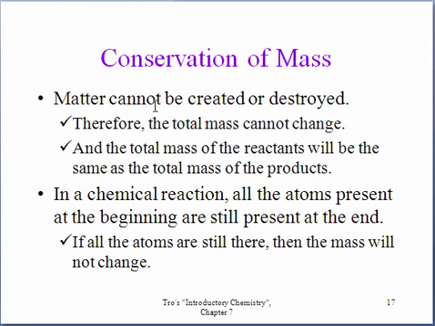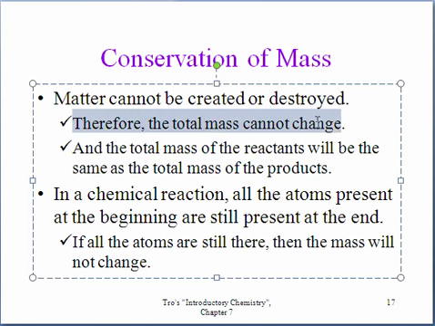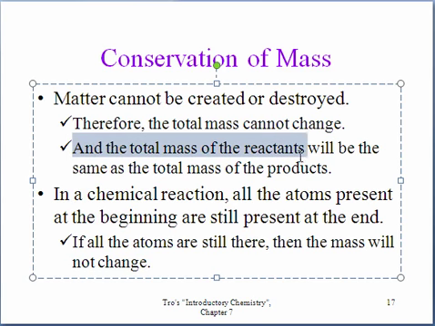Now, a key component of chemical equations is the law of conservation of mass. According to this law, matter cannot be created nor destroyed, just changes form. Therefore, the total mass cannot change. Now, this right here is actually a little bit of a lie, but you won't know the real truth until you take Chem 152. So for right now, we're going to assume it is the truth. We're going to act as if it is the truth. So the total mass of the reactants will be the same as the total mass of the products. We can use this for all of our work in this class.